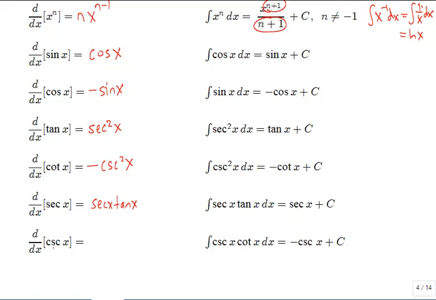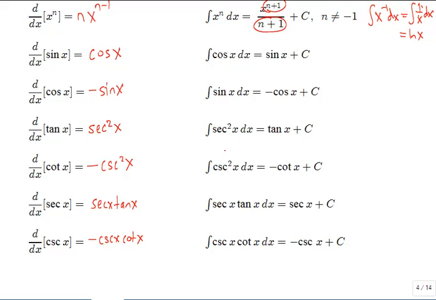And finally, the derivative of cosecant is minus cosecant cotangent, so the integral of cosecant cotangent would be negative cosecant x. You need that negative in there to counterbalance the negative that you would get when you take the derivative of this.